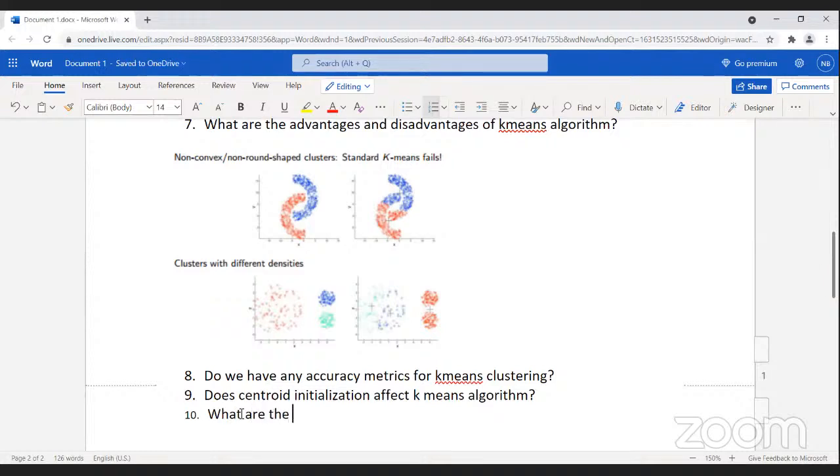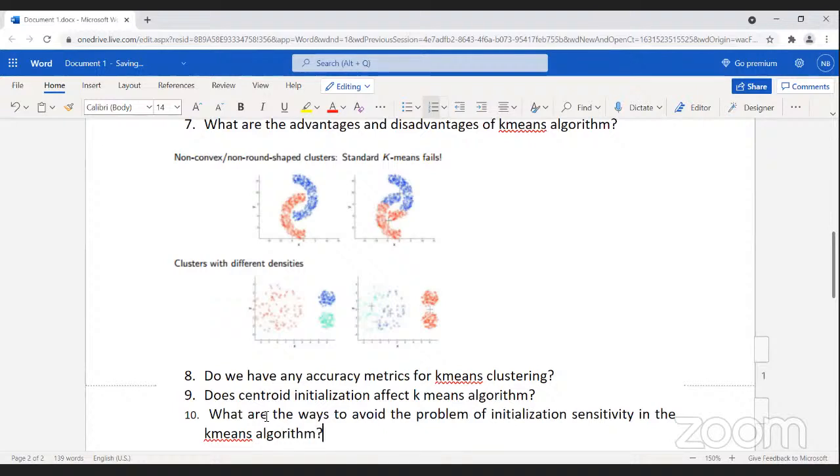What are the ways to avoid the problem of initialization sensitivity in the K-means algorithm? I will be giving 1 minute for you to respond.